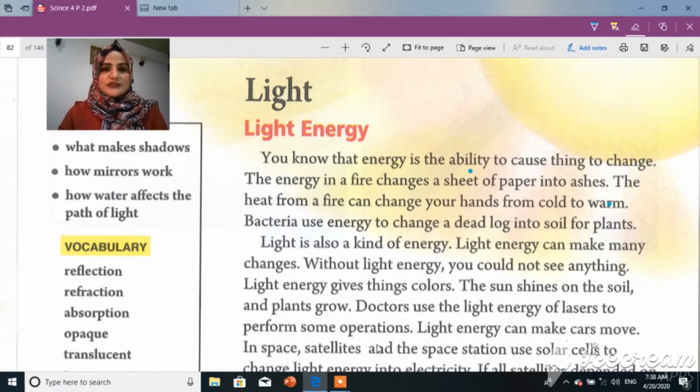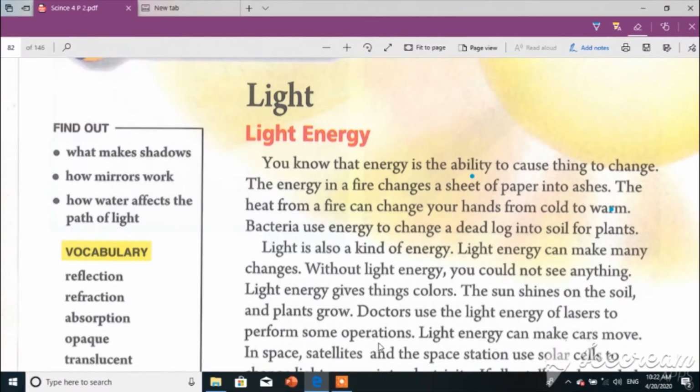Now please open your science book, Unit 5, Chapter 2, page 214, Light. In this chapter you will learn some properties of matter and some vocabulary such as reflection, refraction, absorption, opaque, translucent, and transparent. Please pay attention and listen to me carefully.